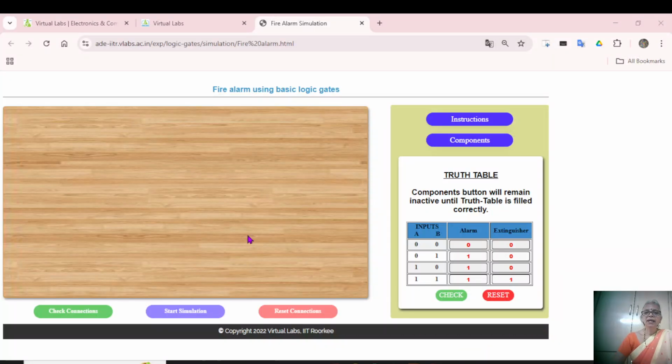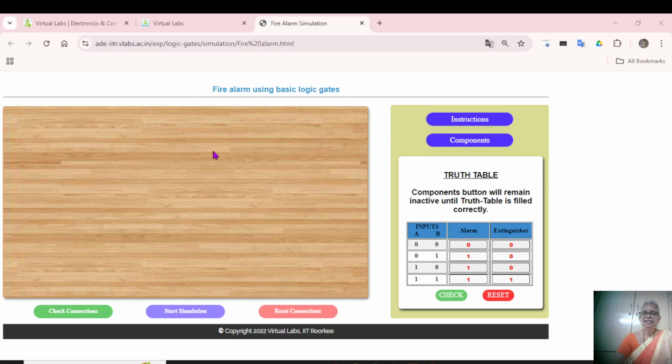Hello everyone. You all have seen in my earlier videos about the construction and working of the truth tables of the logic gates. Now in this video today I would like to tell you about the applications of logic gates in our real life situations. So we are using it for constructing a burglar alarm and a fire extinguisher. Simple basic logic gates is what we are using.